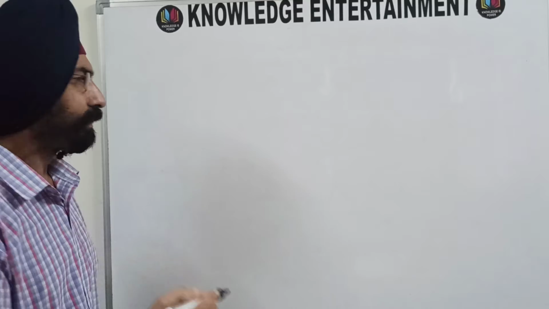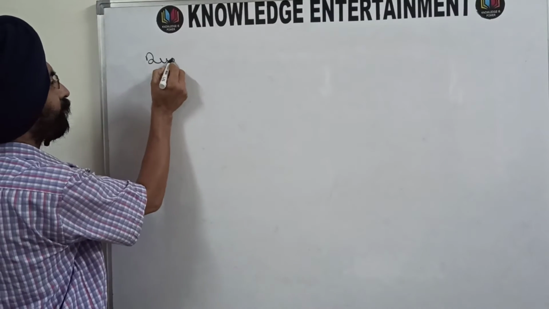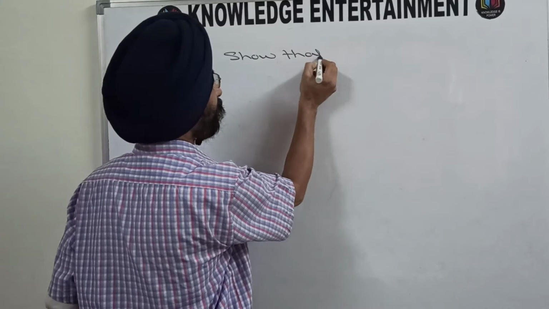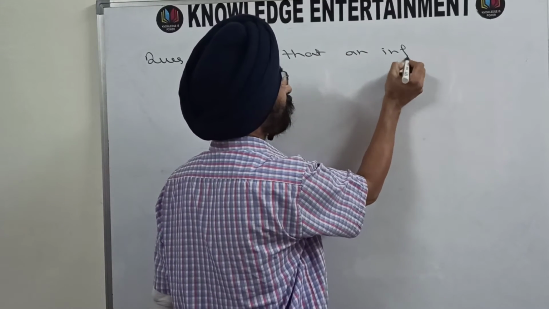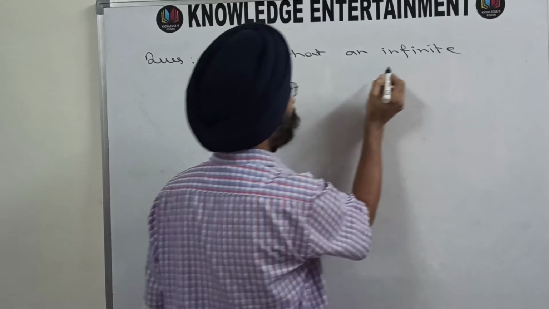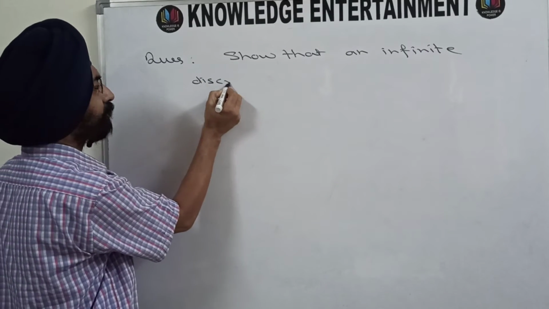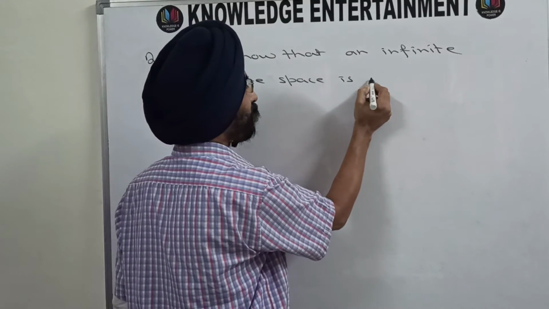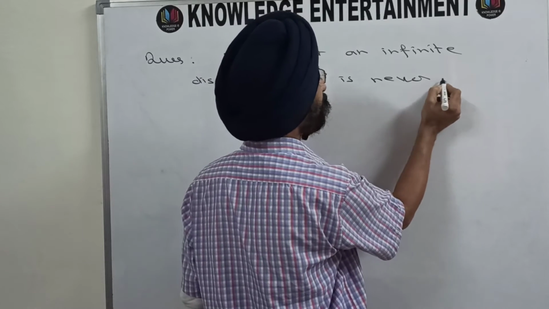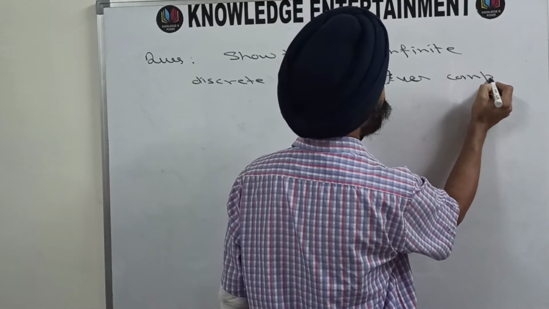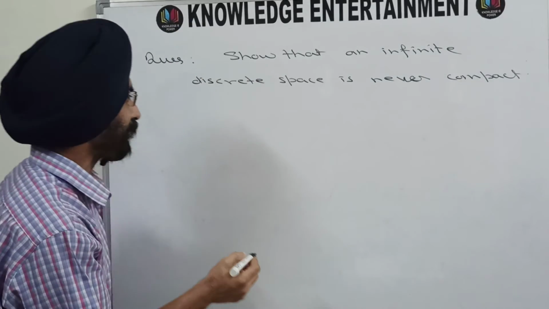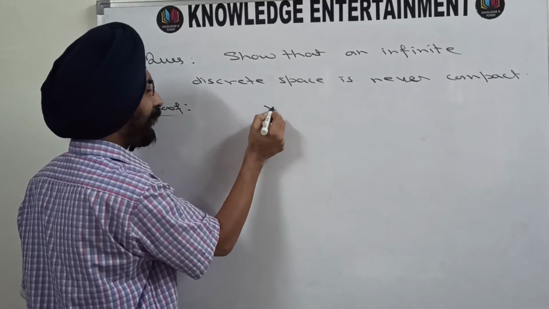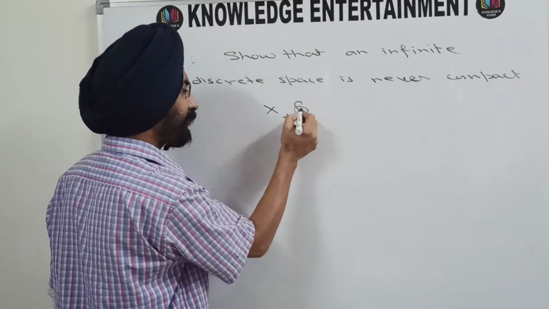So one more example. There is a question. You can say, show that an infinite discrete space is never compact. And the proof is once again very easy. So what we are taking, X, an infinite set, and discrete topology on it.